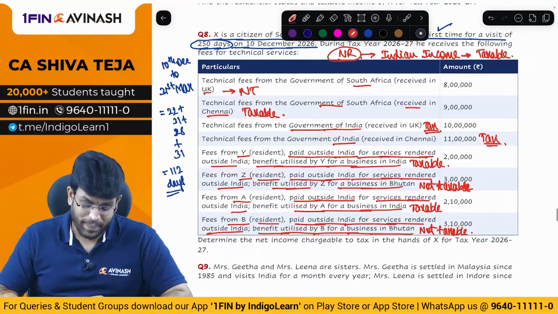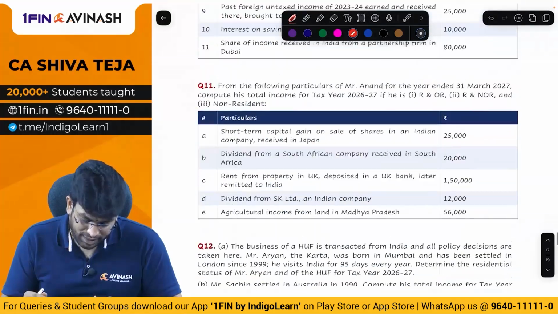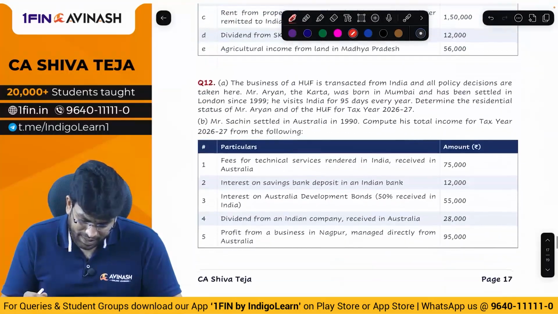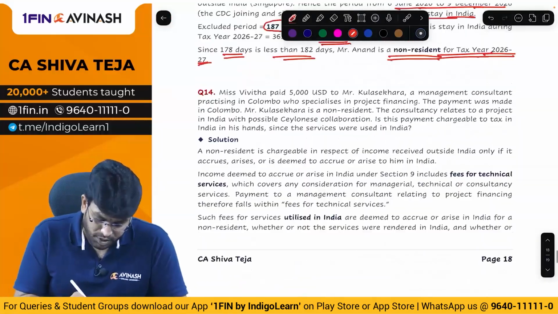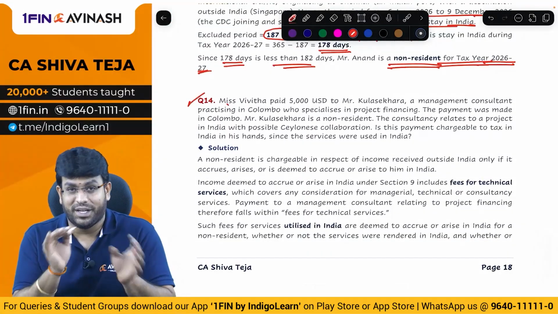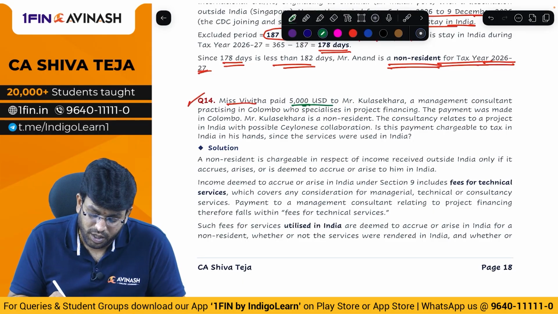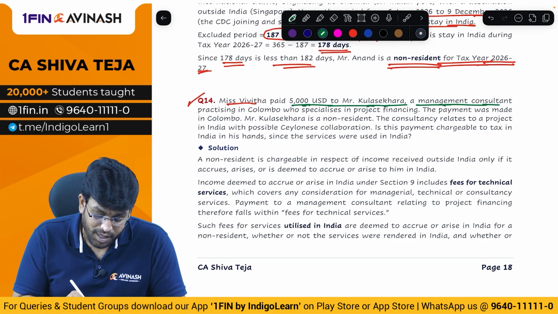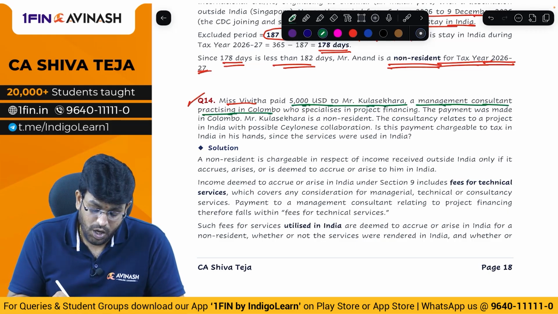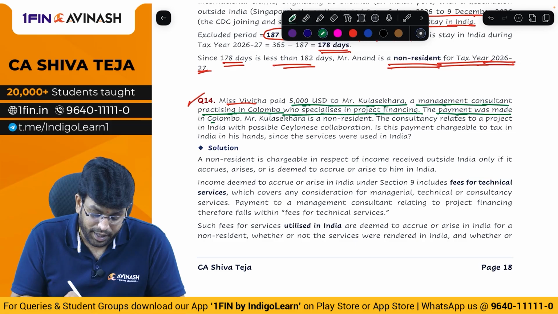Clear? Next. The 9th question I will see slightly later, the 10th also slightly later. Directly come to the 14th question, friends, once, because it is related to technical service only. Miss Vivita paid $5,000 to Mr. Kulashekara, a management consultant practicing in Colombo, who specializes in project financing. The payment was made in Colombo.